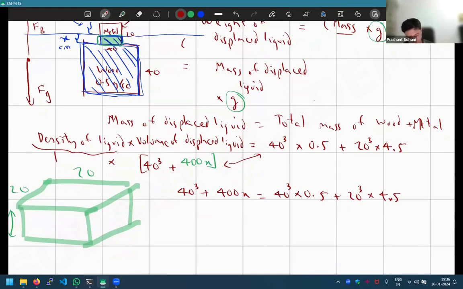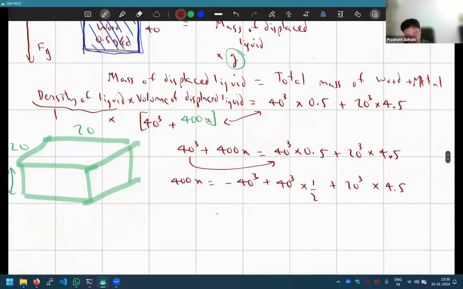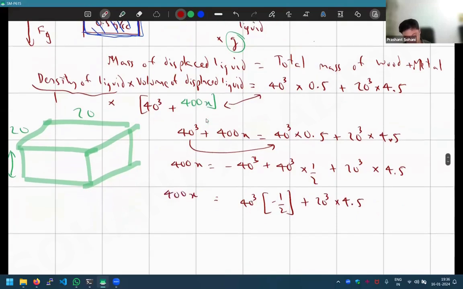Now if I take this 40 cube to the other side, it will become minus 40 cube, right? So 400x is equal to minus 40 cube plus 40 cube into, instead of 0.5, I can write it as half. I can see that this minus 40 cube and this will cancel and become minus half, right? So if I take 40 cube common, therefore x will be equal to, I'm just going to divide everything by 400. So 40 into 40, 40 minus half.